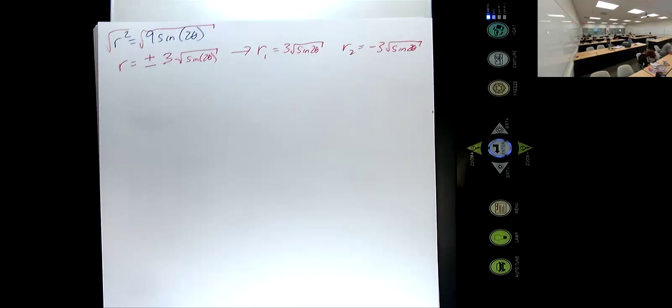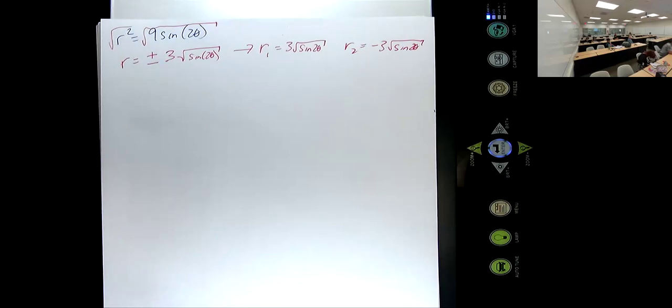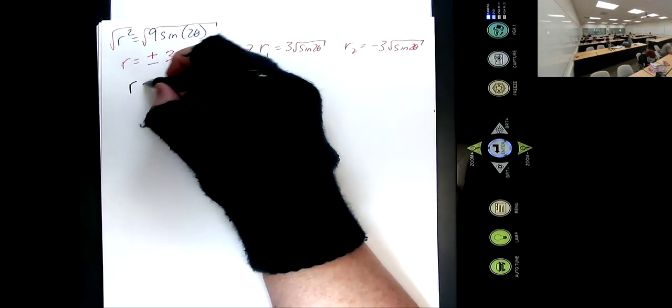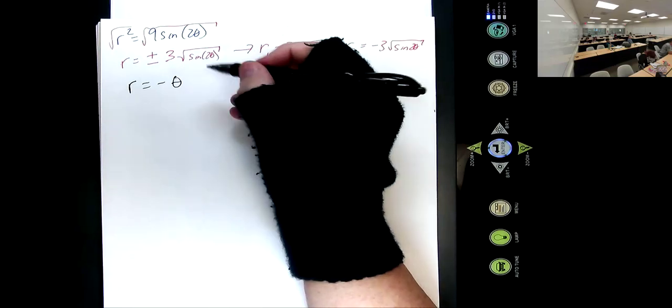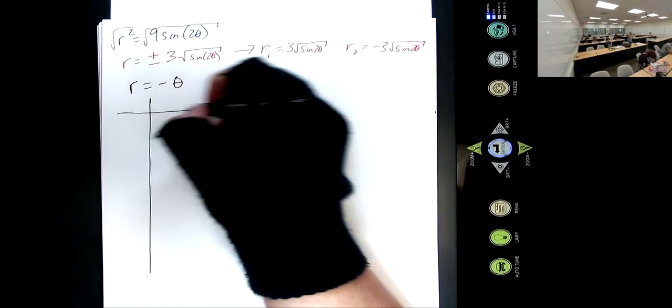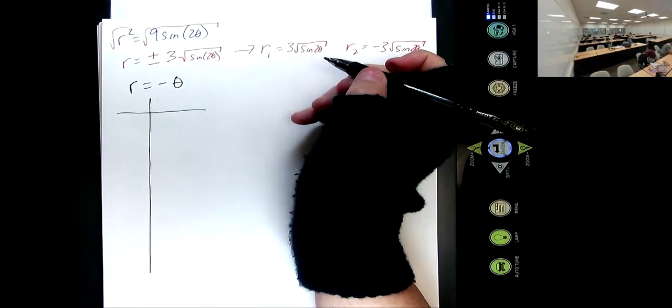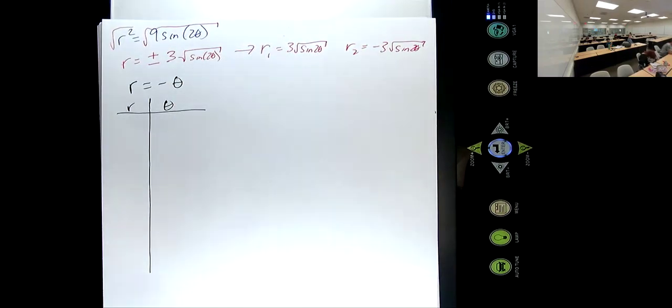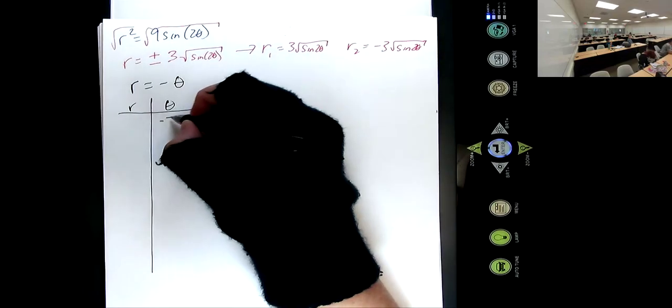The last graph we're going to do, we're just going to do quickly, in increments of, I don't know, let's do radians this time. We're going to do r equals negative theta. So we kind of need to do it in radians because a degree is not like a distance. So I'm going to start at negative pi.